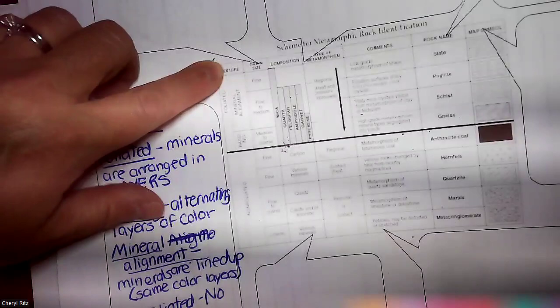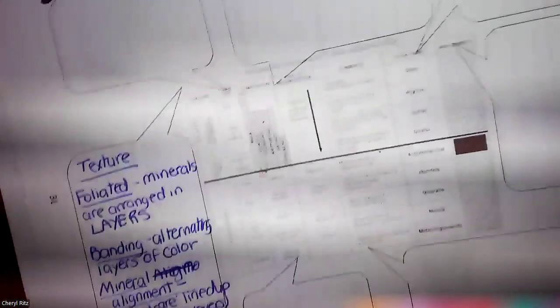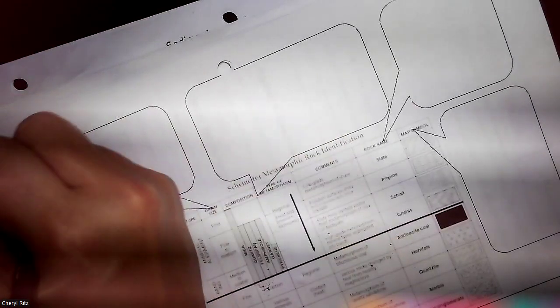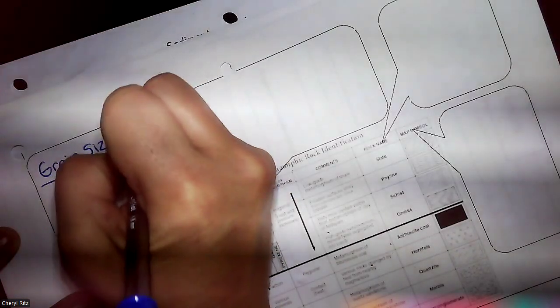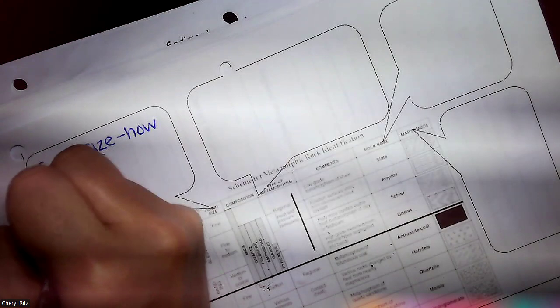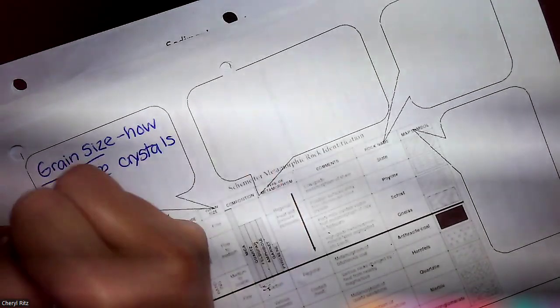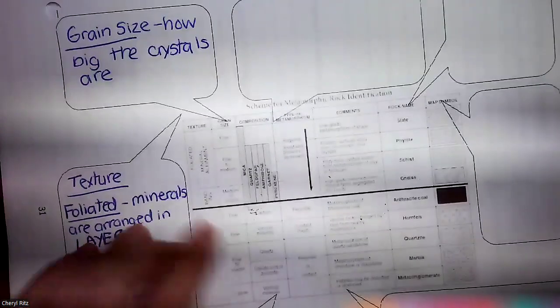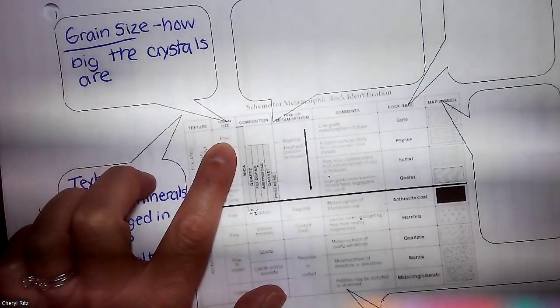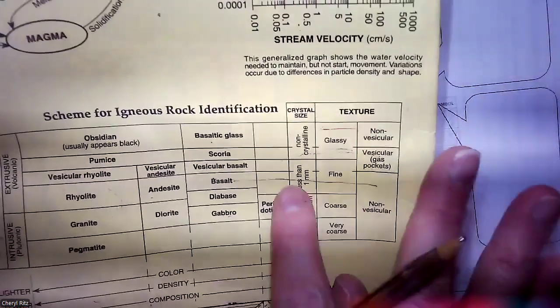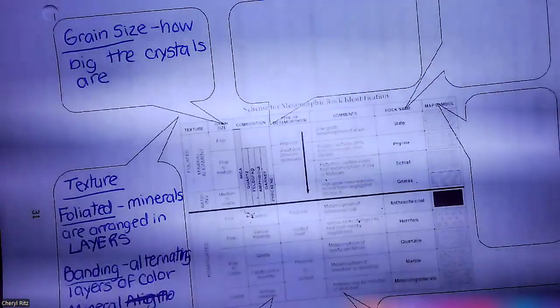The next box we're going to look at after texture is grain size. And we've done grain size in igneous rocks. We've done it in sedimentary rocks. It means the same thing here. So grain size is how big the crystals are. So they use some of the same vocab words we've been used to. So fine on metamorphic rocks means the same thing fine means on igneous rocks. So it means the crystals are less than 1 millimeter.